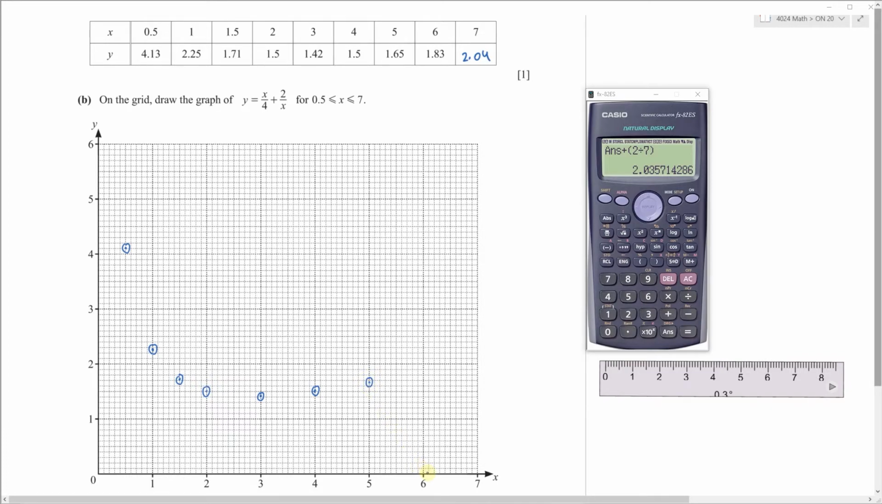6 and 1.83 will be here. And 7 and 2.04 will be right around 2.0, which is this. So these are the points, and let's plot a smooth curve through these. So this is how your plot will look.